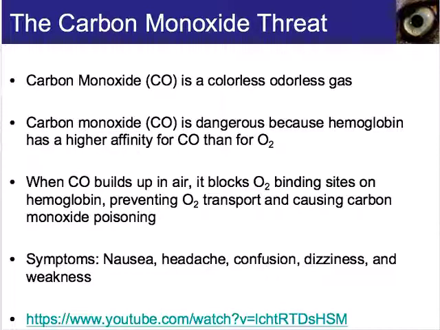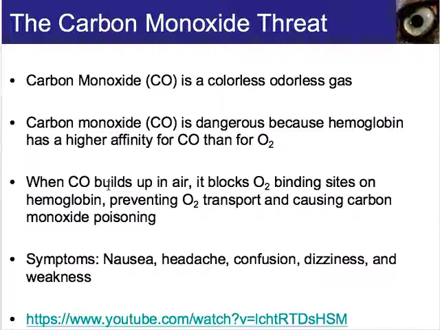So CO2 is carbon dioxide, or two oxygens. Carbon monoxide is just CO. And carbon monoxide is extremely important to understand, particularly during hurricane season when we use generators. Carbon monoxide is a colorless, odorless gas. And what happens is it's super dangerous to humans because it can bind to hemoglobin more tightly than oxygen. And so what happens is if you breathe in carbon monoxide, it's going to bind to the hemoglobin in your red blood cells, and then your red blood cells cannot pick up oxygen anymore.